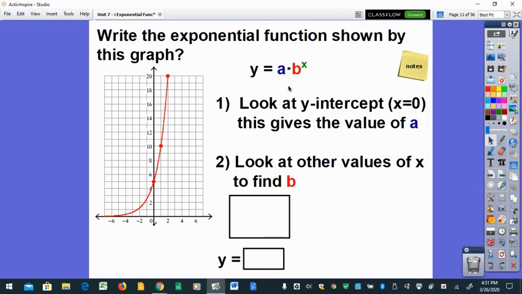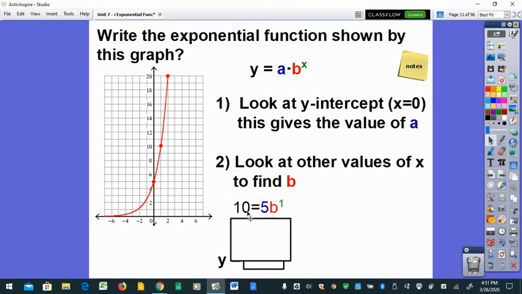Now, the next thing we need to do is find b. And the only way we can do that is to replace the x and the y with a point on the graph. So we could use, for instance, 1 for the x, 10 for the y. So I'm going to write my equation: y, the y-coordinate of this point, 10, equals, remember that the a was the y-intercept, times b, and this x was the x-coordinate of this point. So the 1 took the place of the x, the 10 took the place of the y, and the 5, which is the y-intercept, took the place of the a. And now we're going to solve this for b.